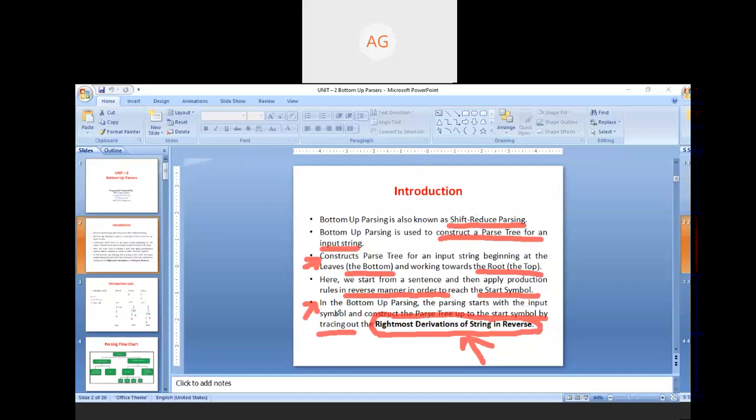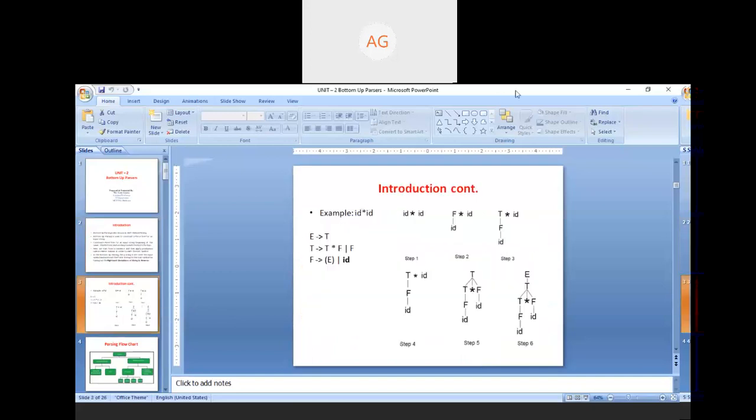Moving to the next slide, let us see this concept by solving an example. Here you can see an example is given. You need to parse the string id * id, and this is the grammar given to you. There are basically 5 productions in the grammar, and you need to parse the string which is given to you, which is id * id.